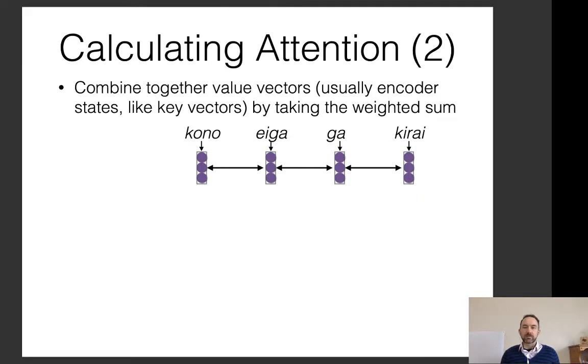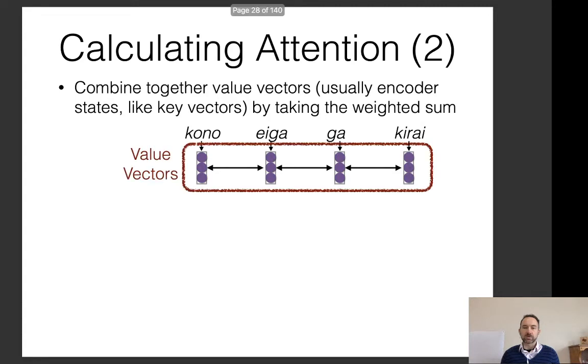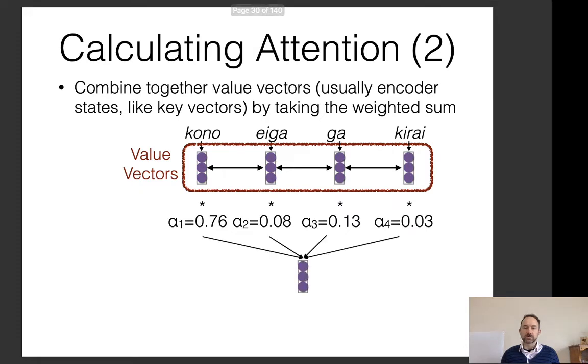So after we have done this, we now have a relative importance weighting on the encoded words, and we take something we call value vectors. Usually this is also the encoder states, like the key vectors. And we multiply them together with the attention probability distribution here and do a weighted sum into a single vector. And now that we have a single vector of fixed size regardless of the input sentence length, we can use this in any part of the model we want.